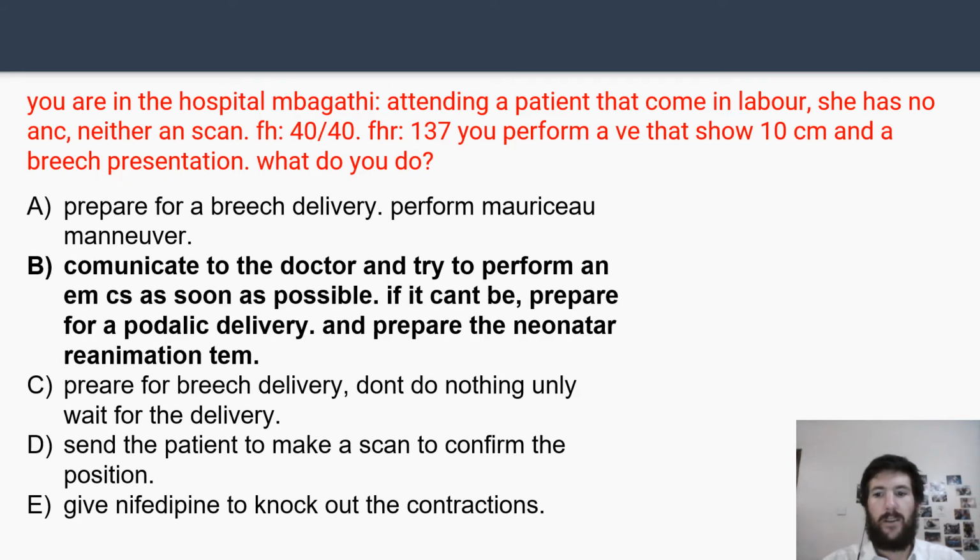The correct answer is the letter B: communicate with the doctor and try to perform an emergency cesarean section as soon as possible, if it can be done. Prepare for podalic delivery, but you have to be prepared for it because maybe you won't have the time to do that. And also prepare the neonatal reanimation team, because this baby has more risk of being born depressed.